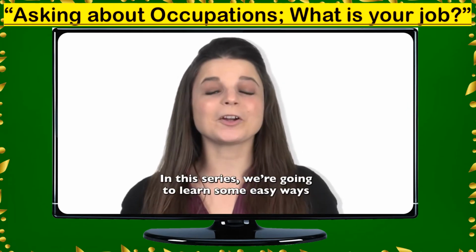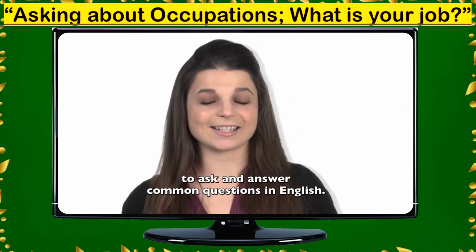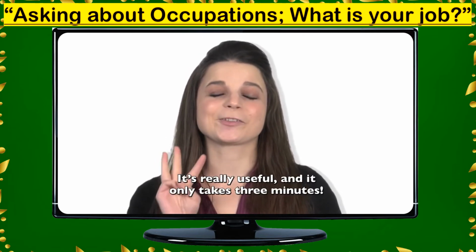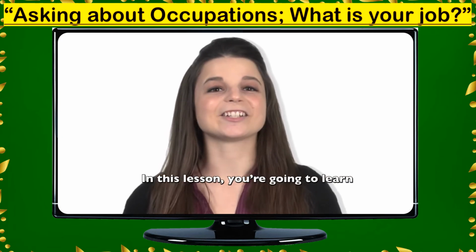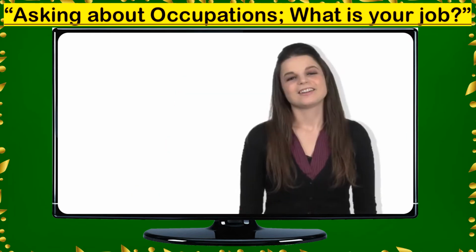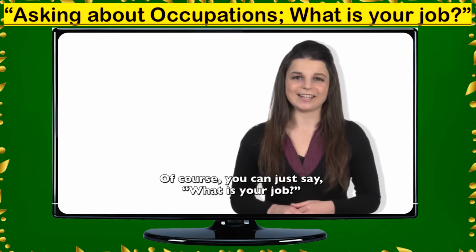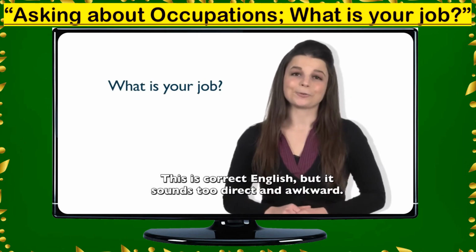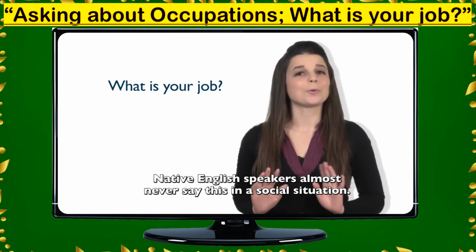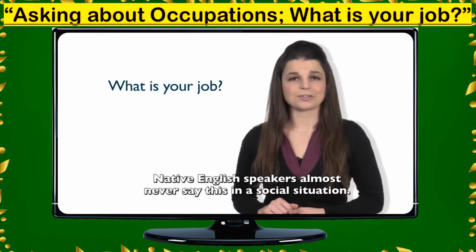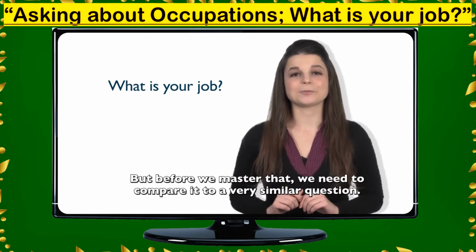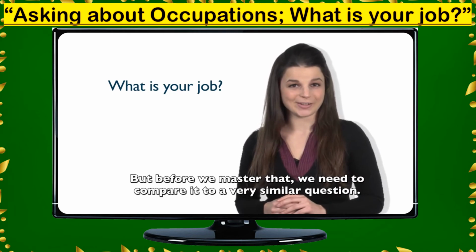In this series, we're going to learn some easy ways to ask and answer common questions in English. It's really useful and it only takes 3 minutes. In this lesson, you're going to learn how to ask what someone's job is in natural English. Of course, you can just say, "What is your job?" This is correct English, but it sounds too direct and awkward. Native English speakers almost never say this in a social situation. Instead, they use a different question. But before we master that, we need to compare it to a very similar question.